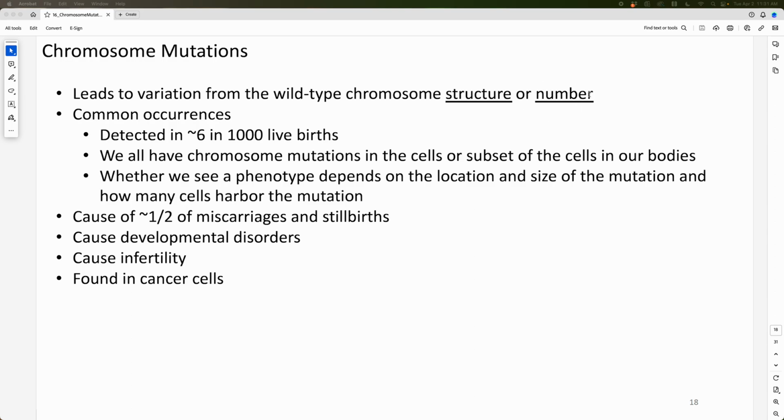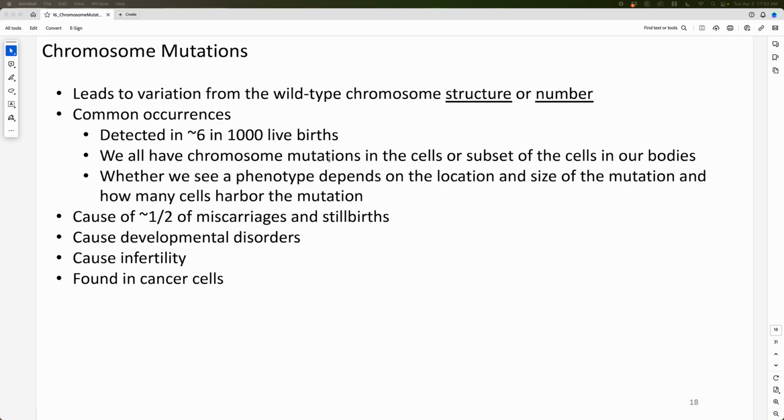You can also have mutations that lead to the difference in the number of chromosomes that appear in the progeny, the offspring individual. These chromosome mutations are fairly common. We have some type of mutation that's detected in about 6 in 1,000 live births. We also know that chromosomal mutations can occur within an individual due to mitotic cell division mistakes. So you can have differences in the number or the kind of completeness of chromosomes in different cells or subsets of cells within an individual.